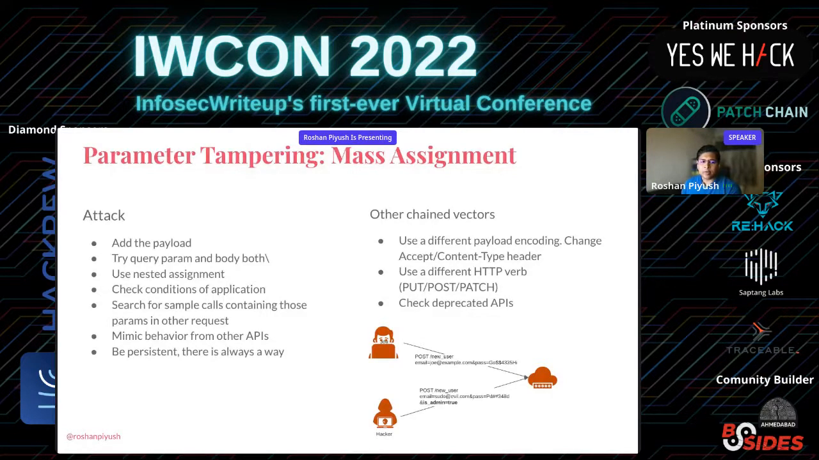Also mimic the behavior from very different APIs. Be persistent. There is always a way with mass assignment. It's also a very common vulnerability. Also use all the other chains that we discussed before.